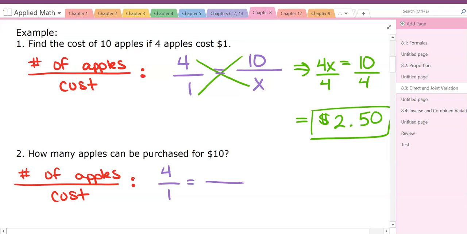So where does the 10 go for this problem? In the bottom, because that's the cost. That's how much money I want to spend. And I'm trying to figure out how many apples I can buy. So then we cross multiply again. Now this time, 1 times x is just going to be x. 4 times 10 is going to be 40. So this means that I should be able to buy 40 apples.